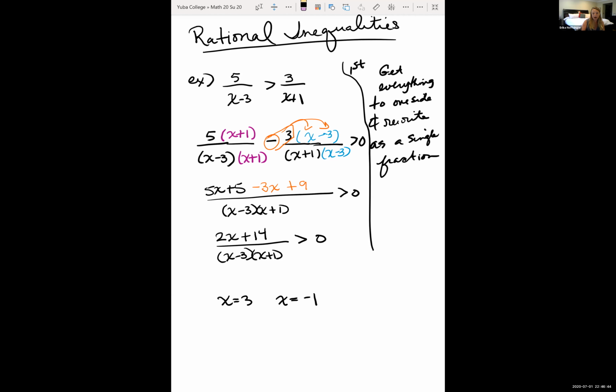Also, where our x-intercept is, that's a place where our graph could be crossing the x-axis, so it could be jumping signs. So 2x plus 14, looking at when our numerator is equal to 0, that's when x is equal to -7. So these are critical numbers: when your denominator is equal to 0 and when your numerator is equal to 0.